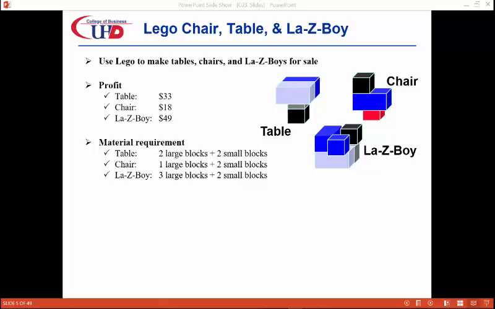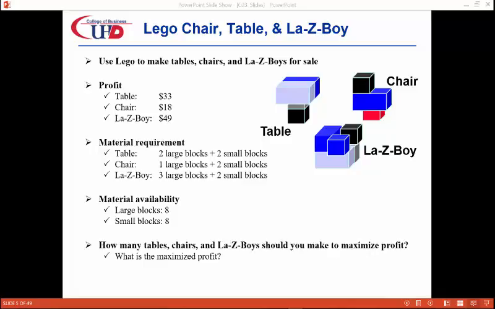The profit margin for different furniture is different. Each table contributes $33, each chair $18, and each lazy boy $49. And what we have is 8 large blocks and 8 small blocks. Those are the total materials we have to make the Lego furnitures. Then we need to decide, based on the available blocks, how we can plan our production so that we can make as much money as possible.